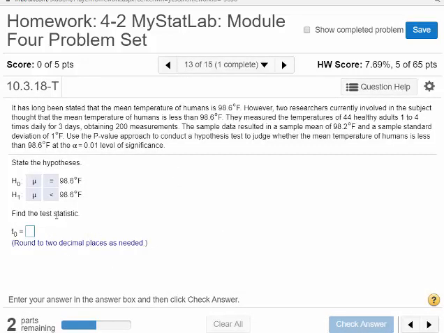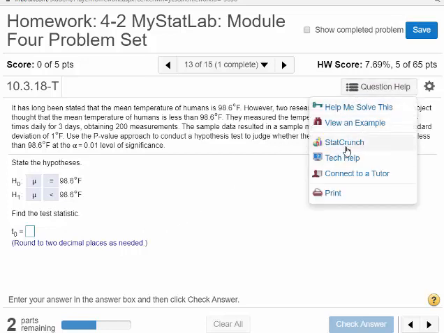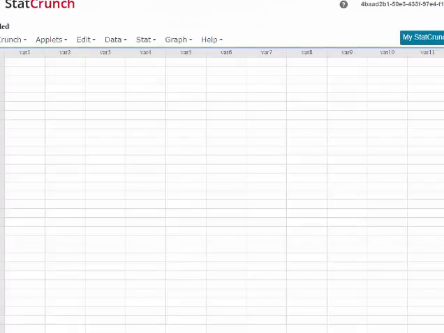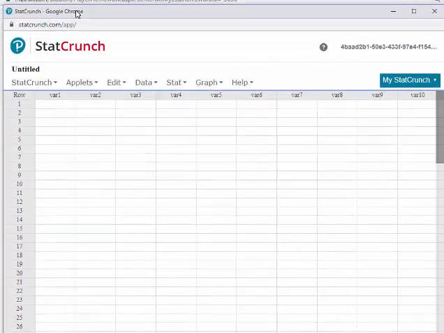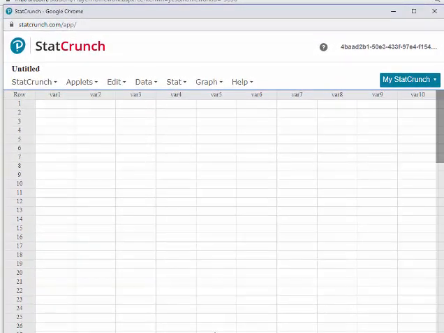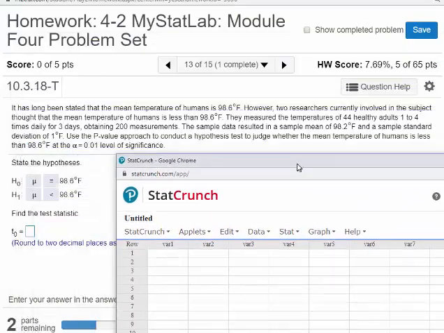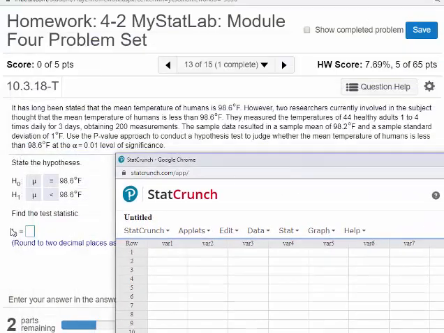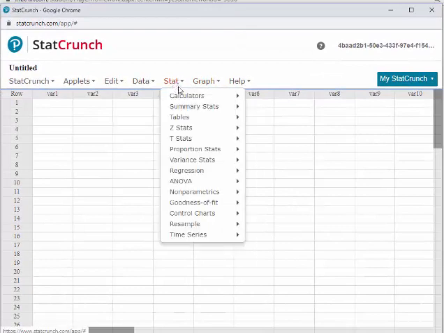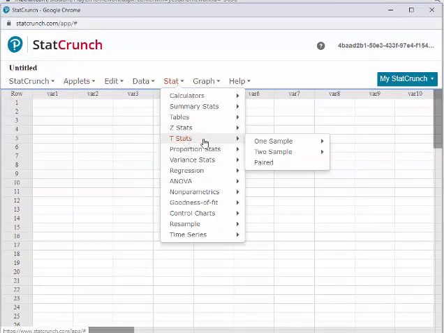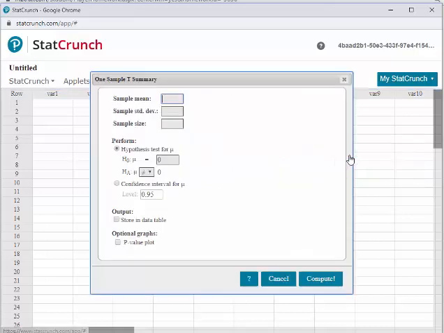Next question says, find the t statistic. To do this, you're going to load up your StatCrunch. The problem is telling you to find the test statistic, and they call it t sub 0. So when I go to Stat, I'm going to use T Stats. This is one sample, and they're giving me the summary.